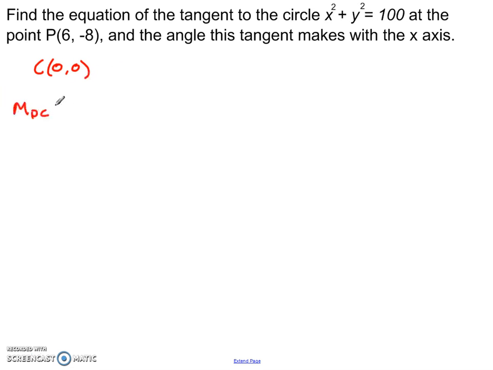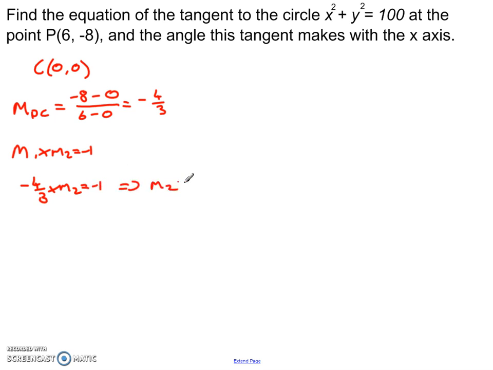So m from P to the centre equals, and it's the same formula, negative 8 take away 0 over 6 minus 0. That ends up giving me negative 8 over 6, which is negative 4/3. Use the perpendicular property, m1 times m2 equals negative 1. I then know that negative 4/3 times m2 is equal to negative 1. So my gradient of my tangent, m2, is equal to 3/4.